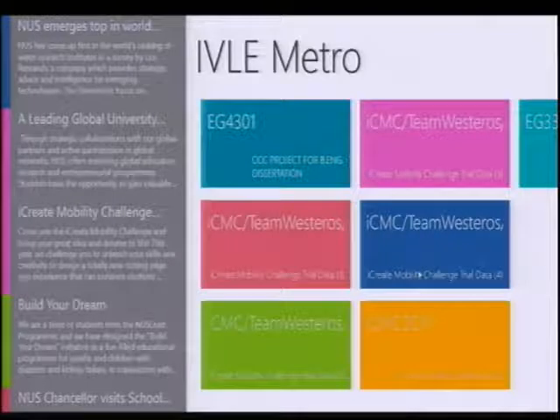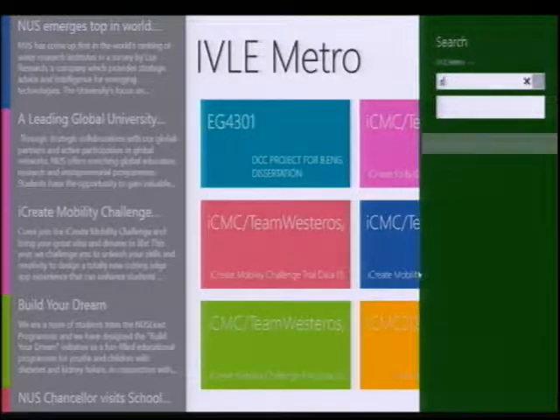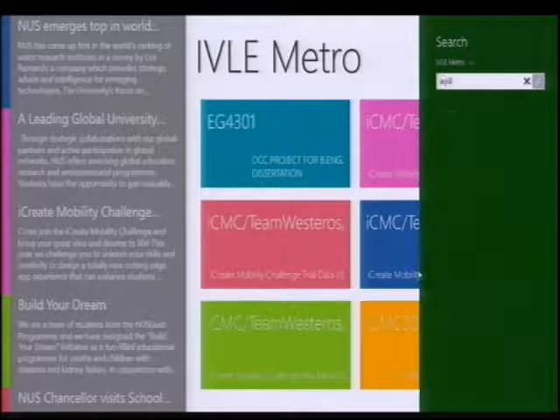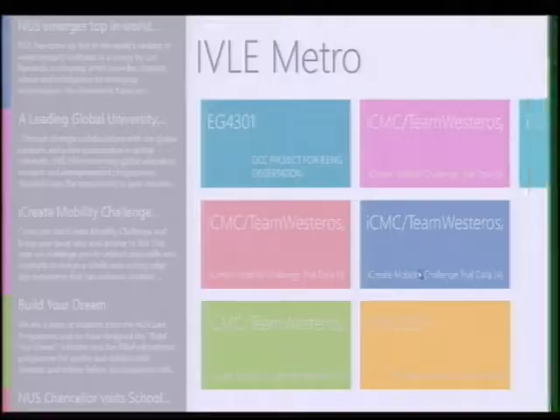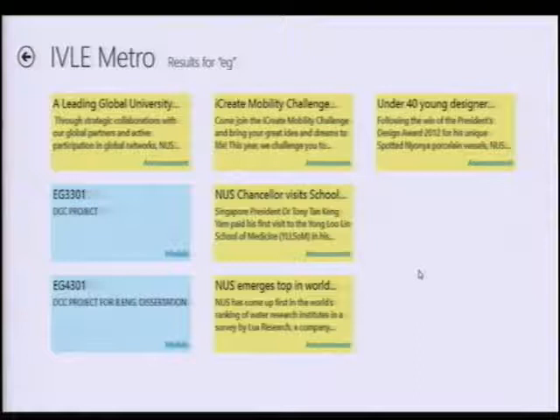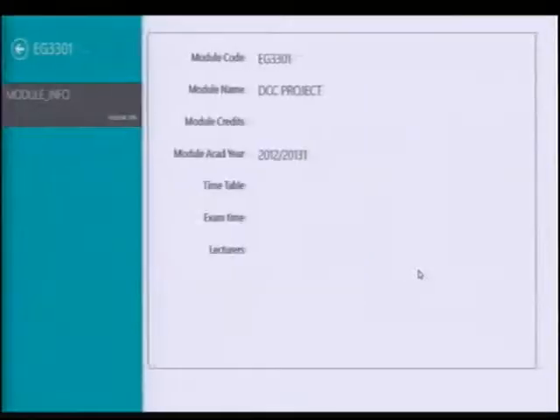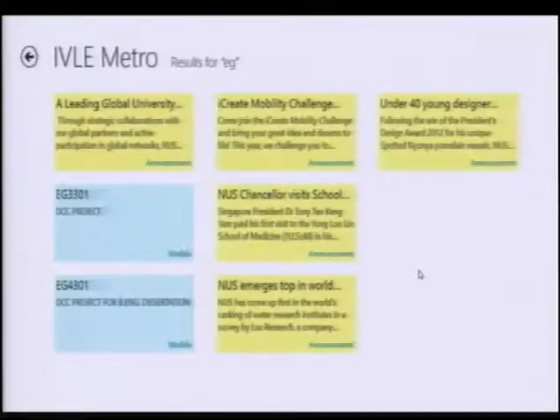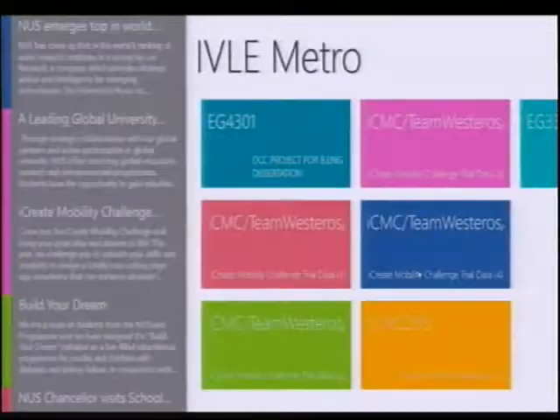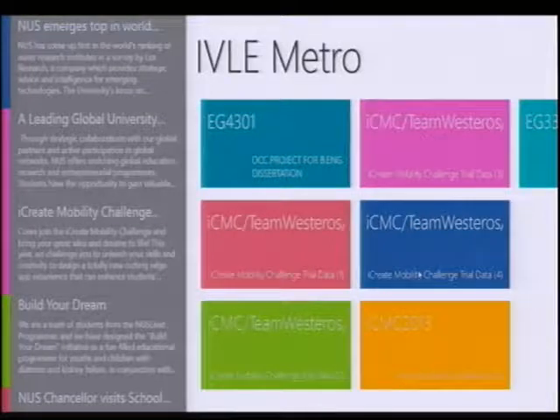So let's say I want to go to a particular module, I'm going to search, EG, and hit enter. So it will show a list of search results, including announcements and modules. I'm going to select one of them, hit the enter key again. You will go to that particular module. So you can do it solely without the touchpad. I can disable the touchpad and do all these.